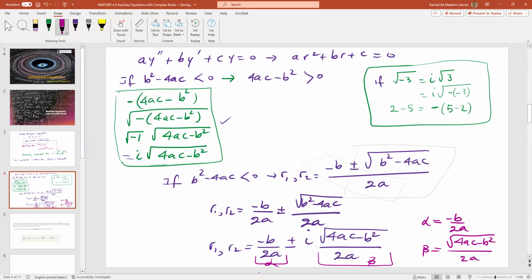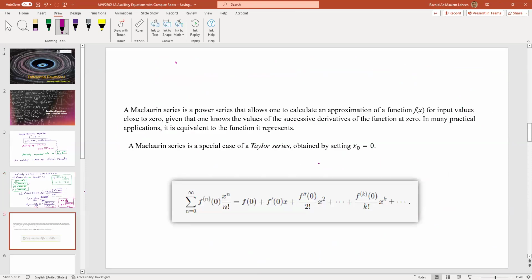So we're going to introduce these, which give us the ability to write r1 as alpha plus i beta here, and r2 is alpha minus i beta. Okay. And of course, i is the square root of -1, and we put what alpha is and what beta is. And we're ready to keep going.